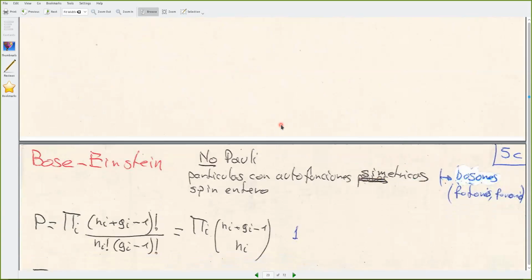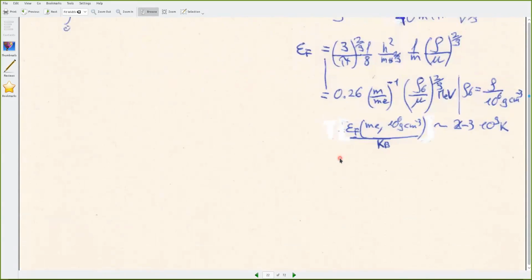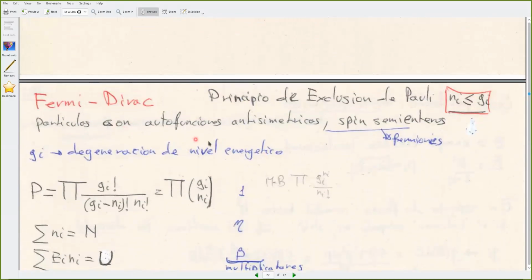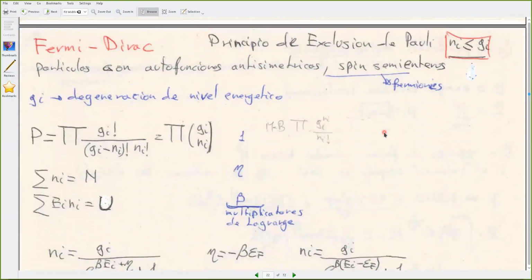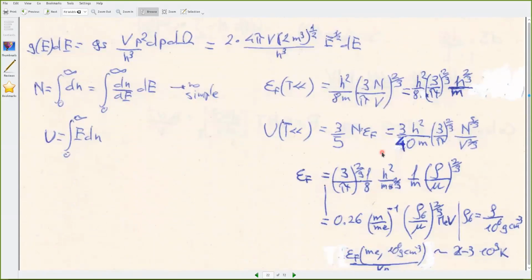Then there is Bose-Einstein, where there is no Pauli principle. Fermi-Dirac is for fermions, particles with antisymmetric wavefunction, with half-integer spin: 1/2, 3/2, and so on, plus or minus.